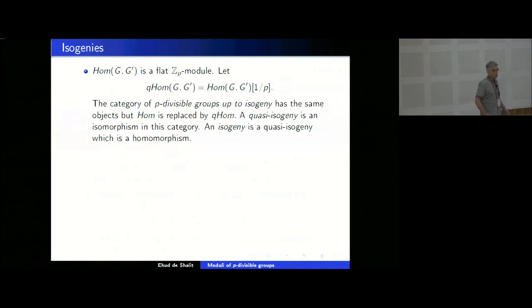Okay? So the new Homs are Homs where you invert p, and a homomorphism in such a category will be called a quasi-homomorphism, and a quasi-isogeny is a quasi-homomorphism which is an isomorphism in this category. So that's a very concise definition. All that it means is that, first of all, after you multiply it by some power of p, it becomes a true homomorphism. Then it's not only called a quasi-isogeny, but an isogeny that is surjective and has finite kernel.